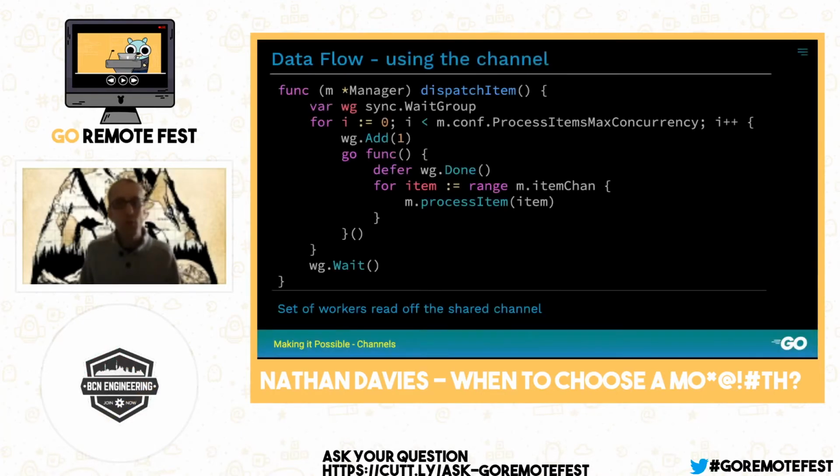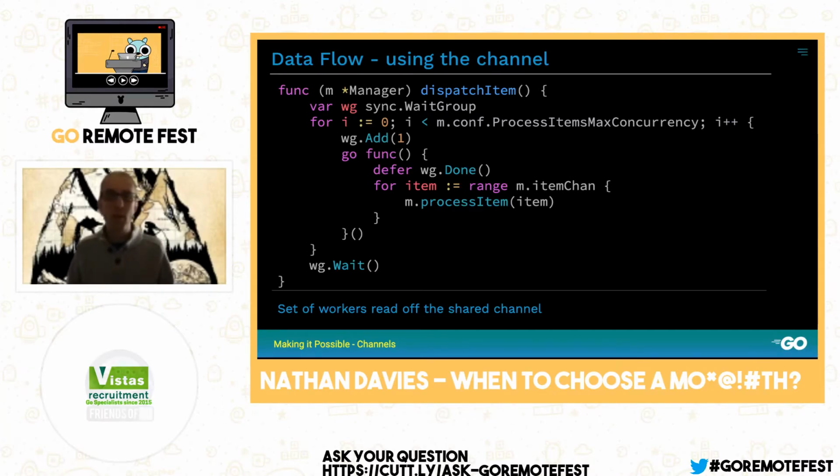Now, with each processor sending data on the same shared item channel, we can easily centralize the next step in the flow within Manager. So this dispatch item method controls a worker pool where each worker ranges over the item chan, calling process item. That's the final step in the pipeline. So we have data moving through the pipeline. We're then processing the items from a variety of sources in a completely consistent manner without really needing to know the details of the provider at the point of handling the items.